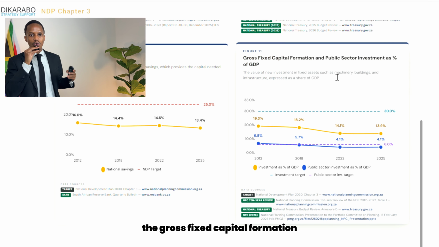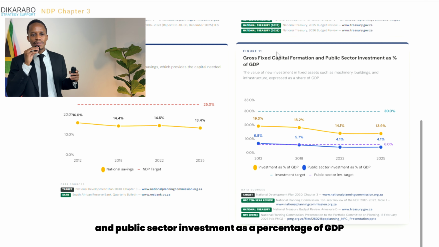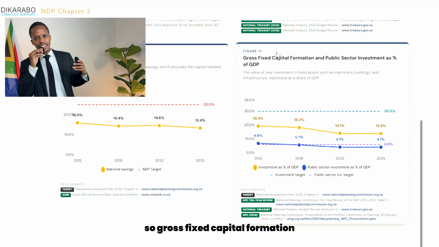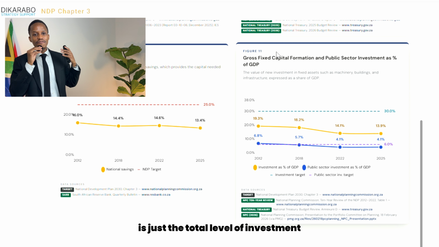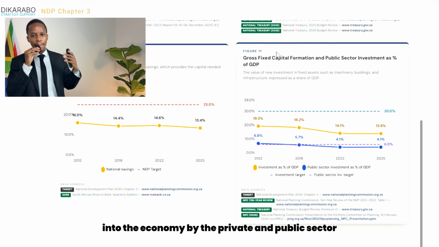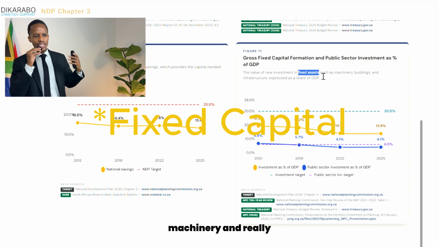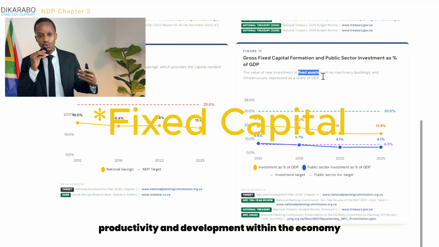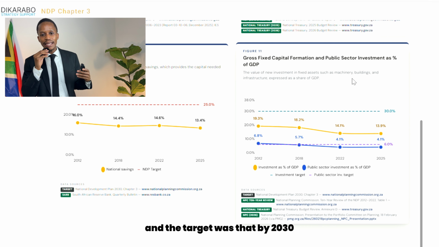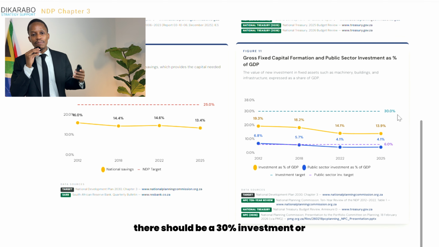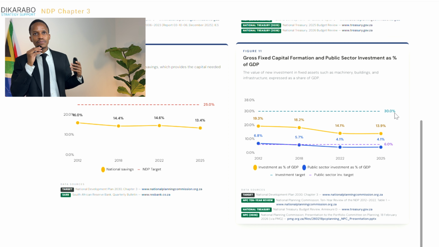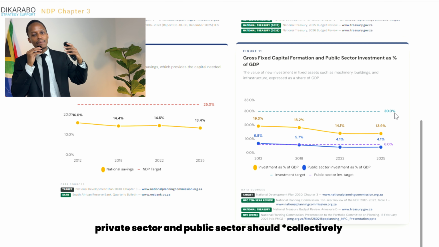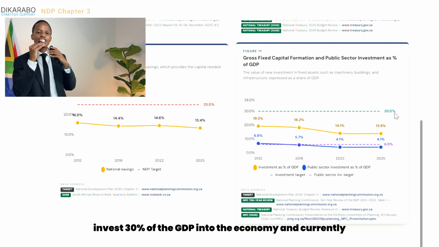And then the final target, the gross fixed capital formation and public sector investment as a percentage of GDP. So gross fixed capital formation, from my understanding, is just the total level of investment into the economy by the private and public sector. And this investment in the economy would be into things like infrastructure projects, machinery, and really activities that stimulate productivity and development within the economy. And the target was that by 2030, private sector and public sector should cumulatively invest 30% of the GDP into the economy.